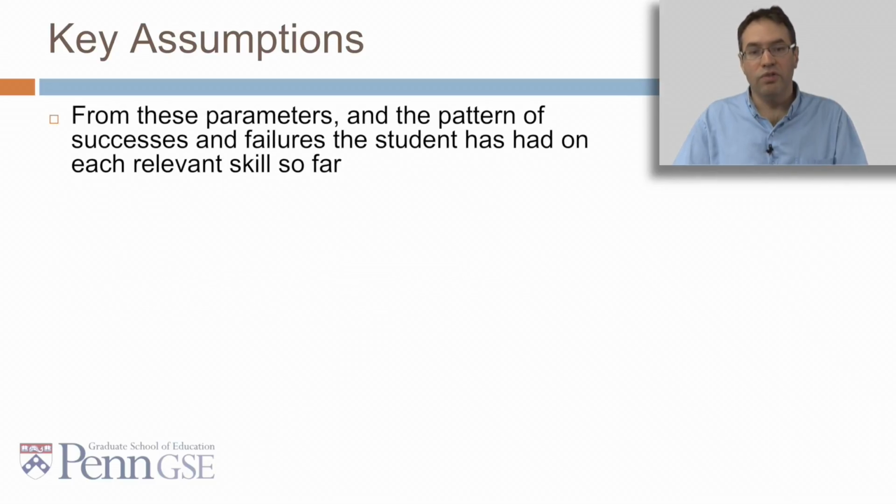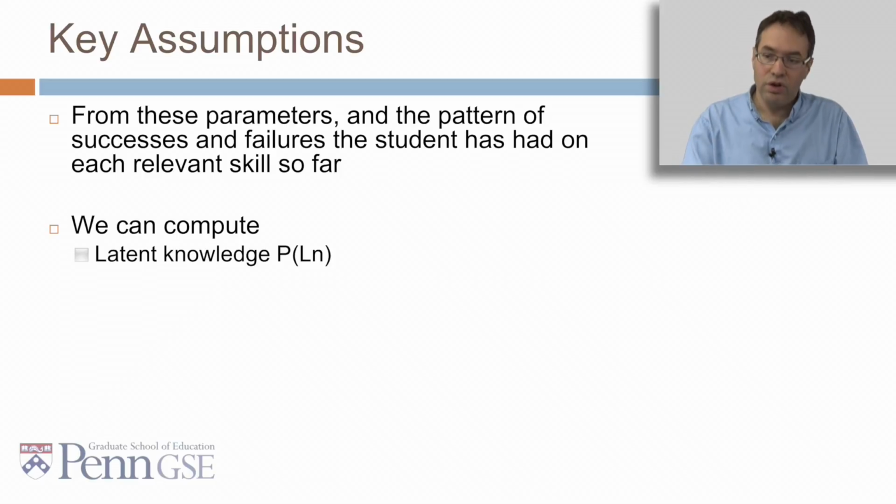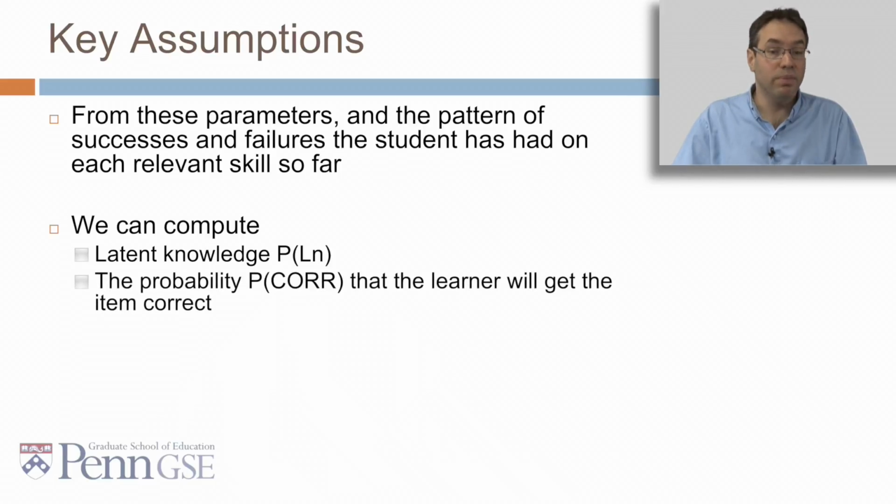From these parameters and the pattern of successes and failures the student has had on each relevant skill so far, we can compute the student's latent knowledge, P of Ln. How probable is the student to know the skill they're currently working on? We can also compute the probability P of correct that the learner will get the item correct.